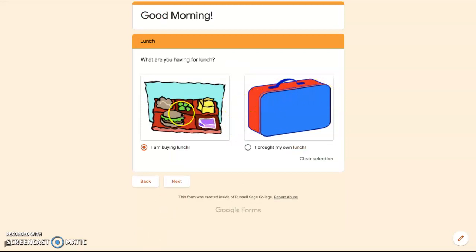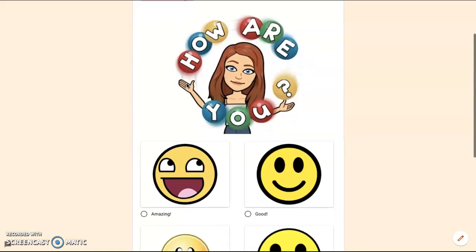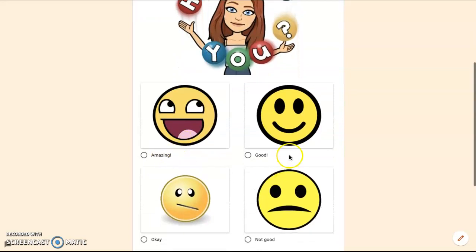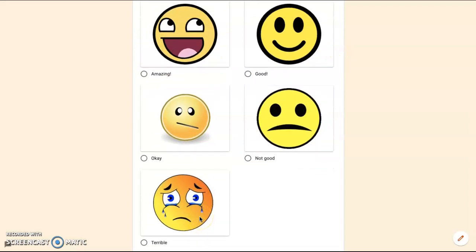And then pick what they are having for lunch today. They can choose I am buying lunch or I brought my own lunch. This puts this on record for me. Then it asks a very important question of how are you today? Students will be able to see different answers written out and also have images of these answers written out for those who may need it.